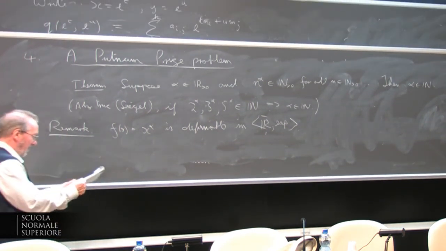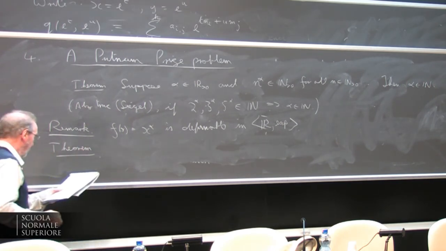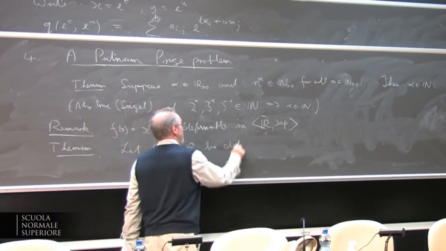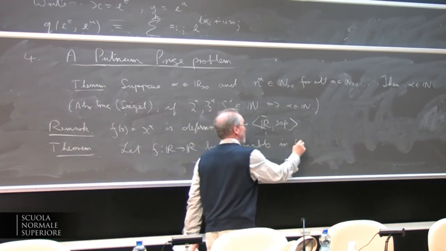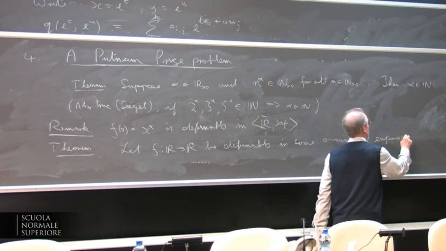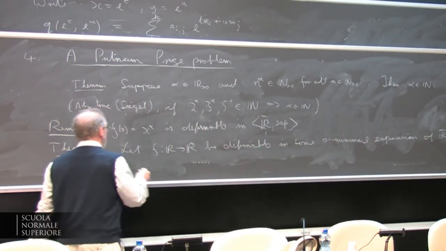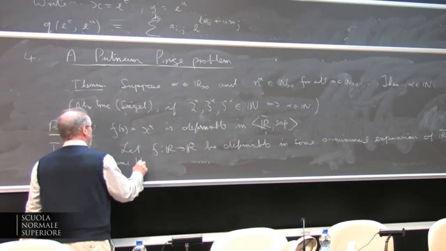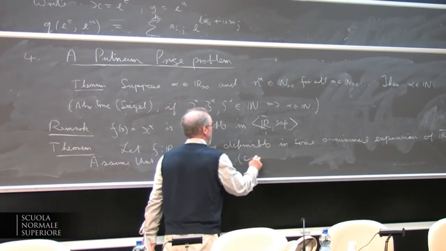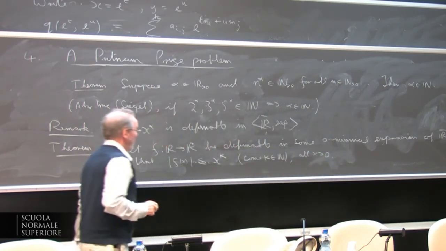in o-minimal structures, and then combining that with a little known transcendental number theory, you can prove the following theorem. Let f from reals to reals be definable in some o-minimal expansion of the real field, and assume it's bounded by a polynomial. Assume that mod f of x is less than or equal to x to the k for some fixed k, and all x greater than 0, say, or all sufficiently large x.